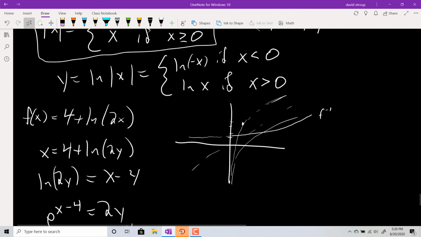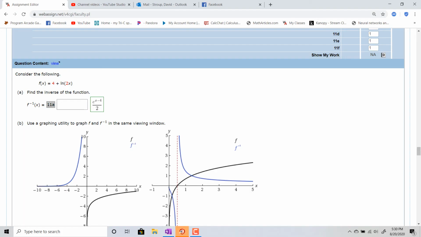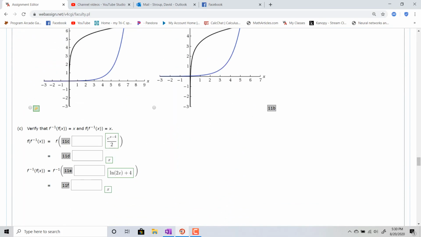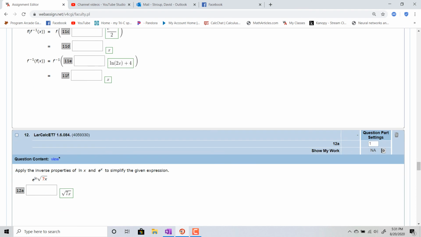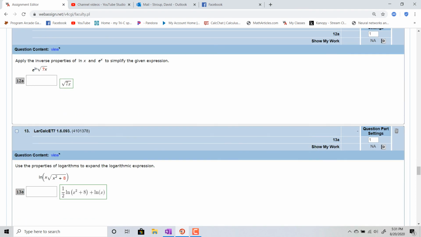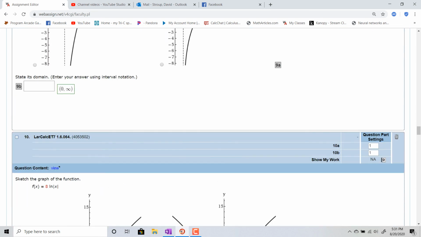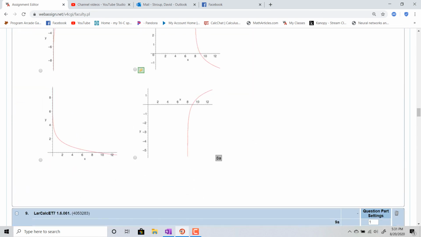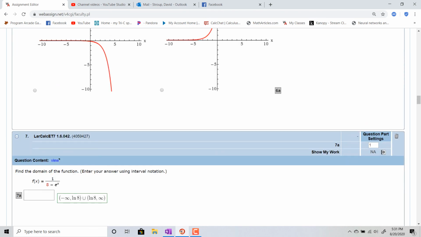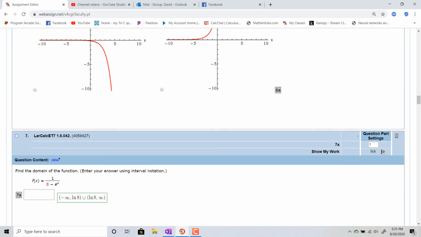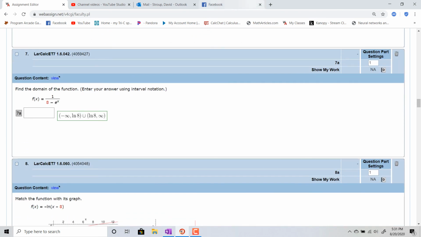All right. Let's see. Is there anything else that looks nightmarish? There were some ones I was like, I don't know about that one. It's graphing. Find the domain of this thing. So the domain of one of those logistic looking things. Let's work with that a little bit.